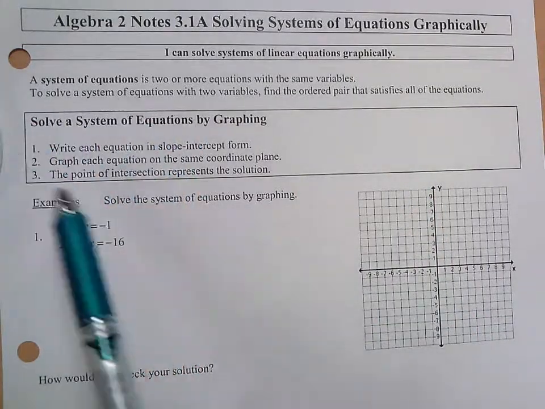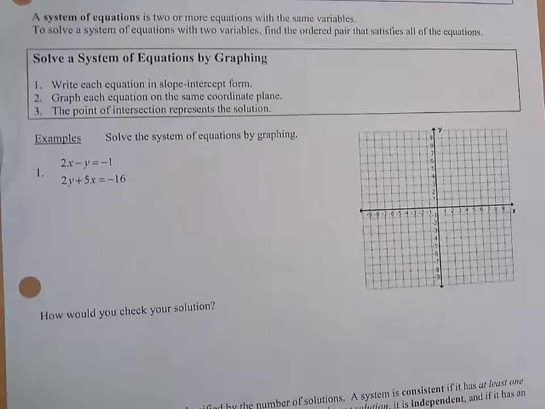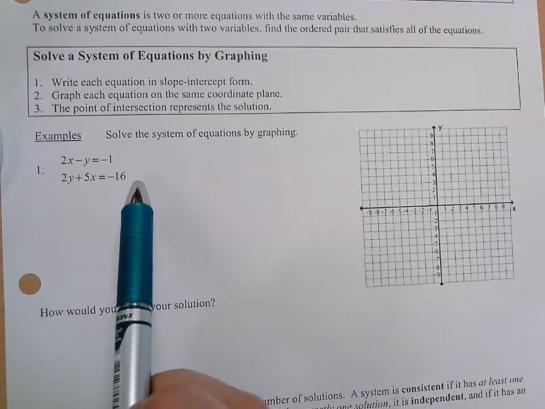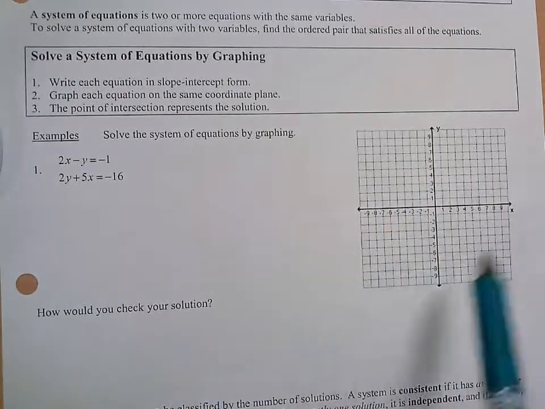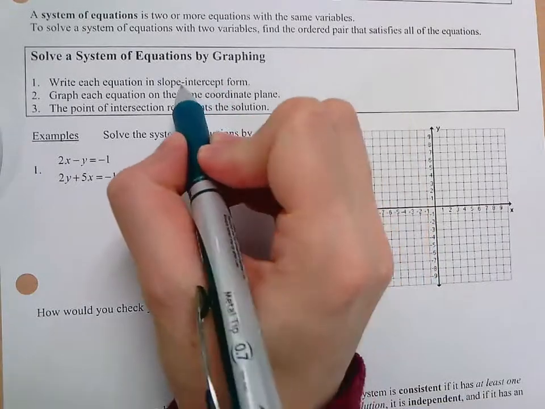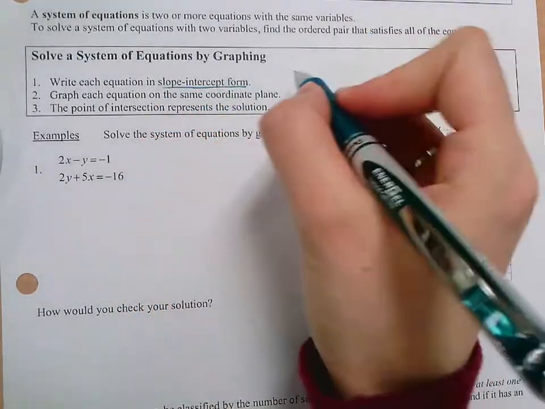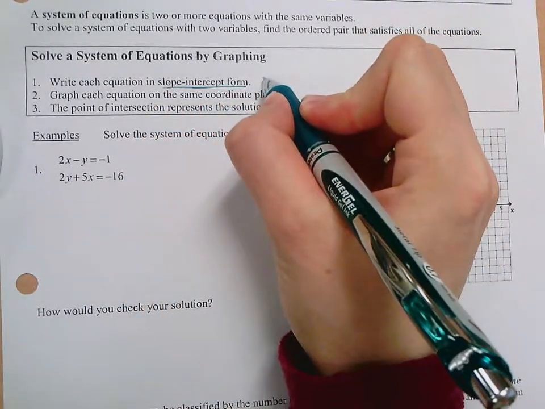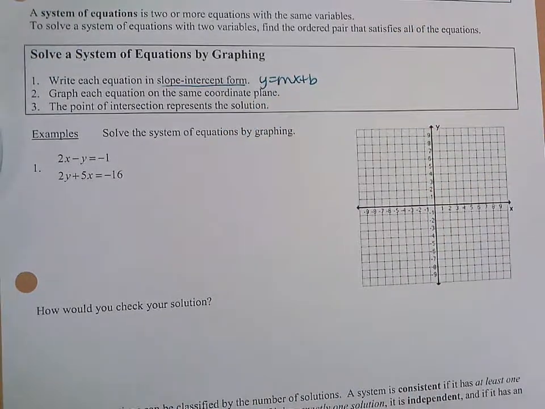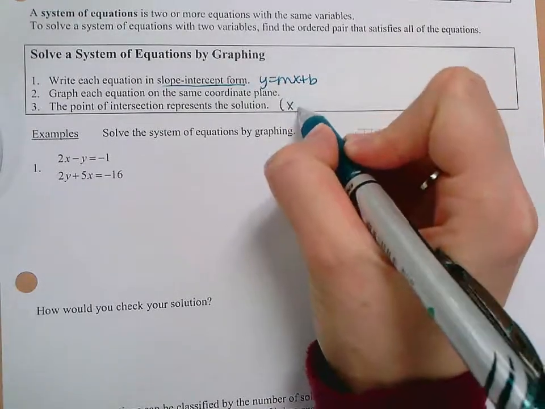So solving by graphing, I just have the steps summarized here. Again, you're graphing, if you look at example 1, both of these equations on the same coordinate plane. So to graph them, you want them in slope-intercept form, which again is what? Y equals mx plus b. And then you'll graph each equation on the same coordinate plane. Where they intersect is the solution. So you should write your solutions as an ordered pair.